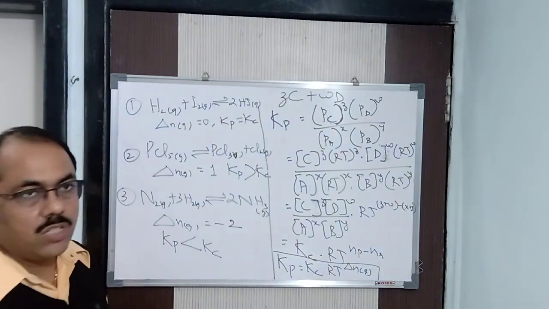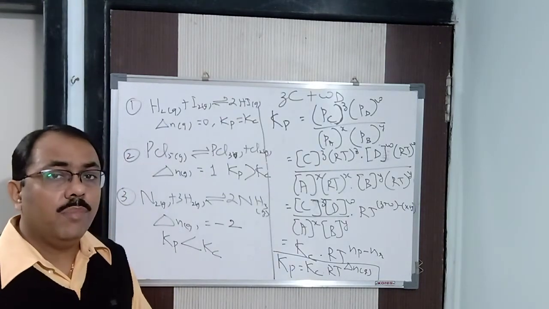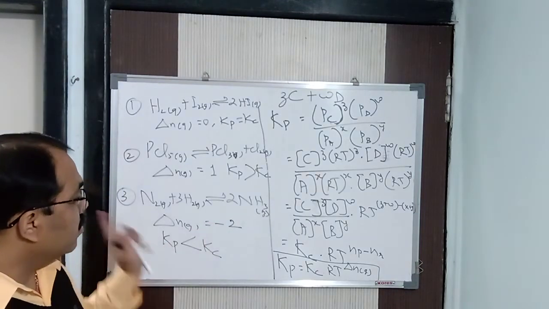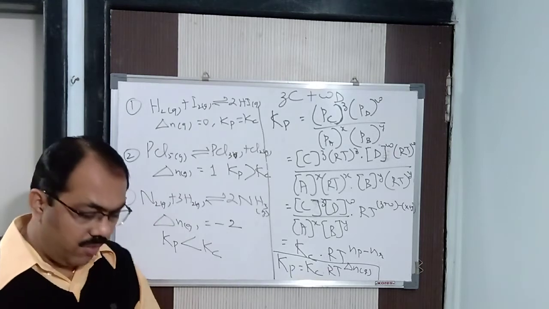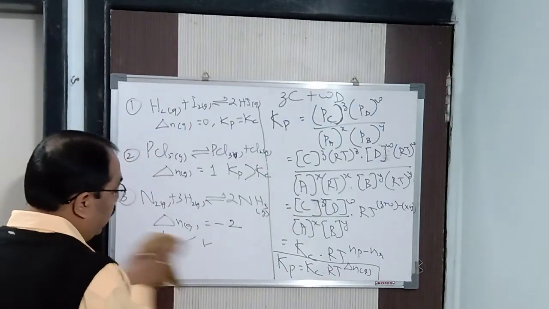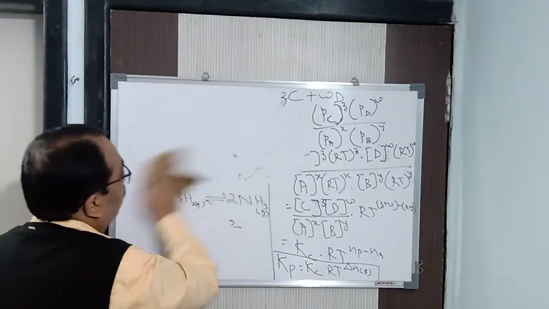So I gave you 3 examples that I have given you when Kp will be equal to Kc, when Kp will be greater than Kc, when Kp will be less than Kc. Because Kp and Kc can have 3 values. Either it can be greater than 1, or it can be less than 1, or it can be equal to 1, so to say. I hope you understood this.